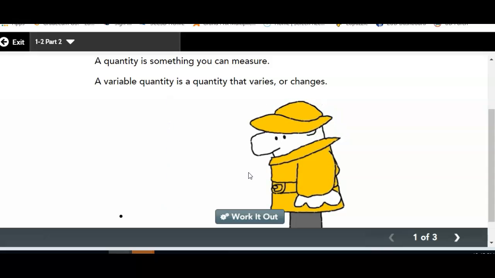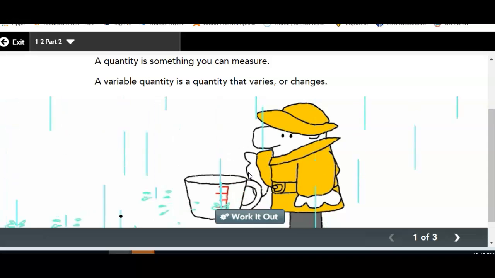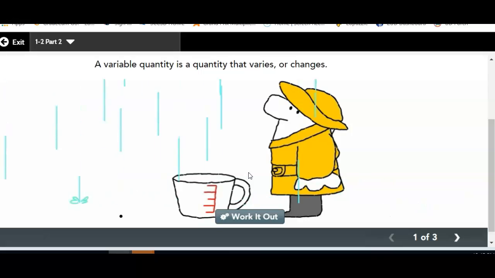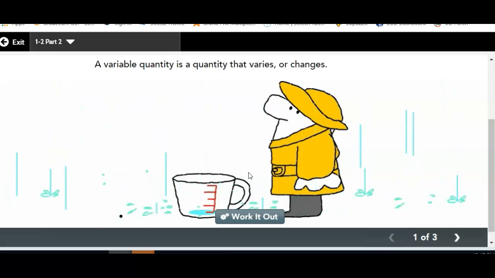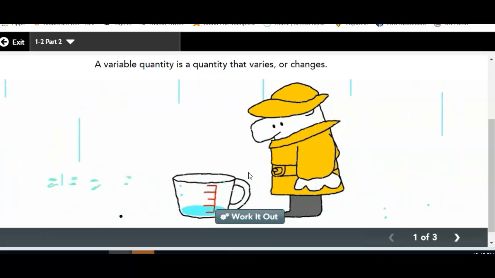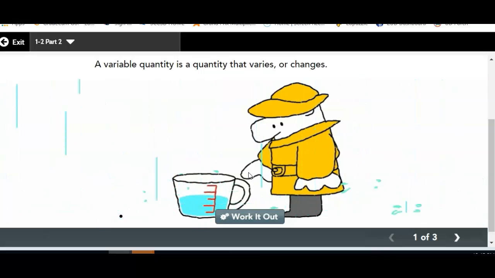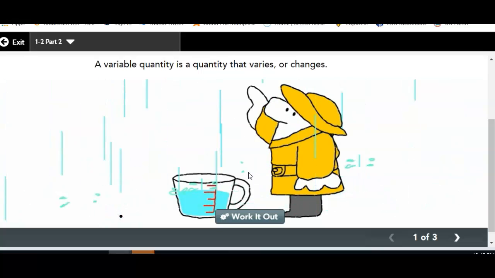Quantity is something we can measure, like how many inches of rain will fall right here during this storm. I can measure it as soon as it stops raining. A variable quantity is a quantity that varies or changes, like how much it will rain here for a whole year. That amount will change from year to year, and even from day to day. Quantity, variable quantity.